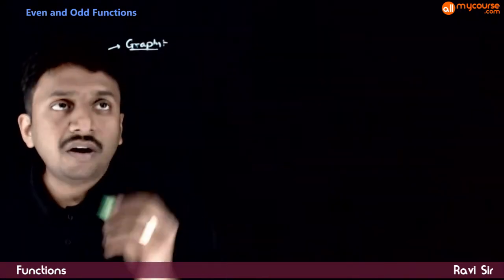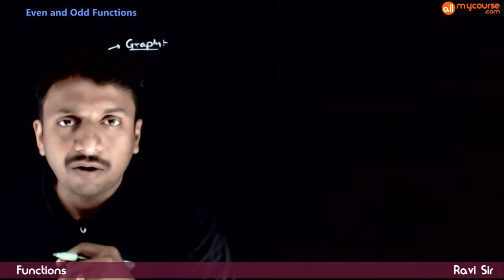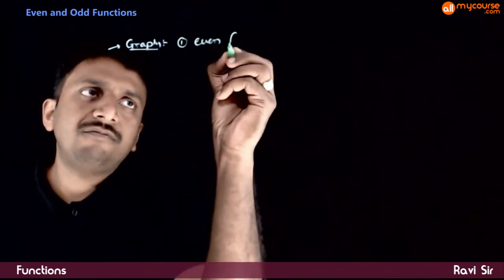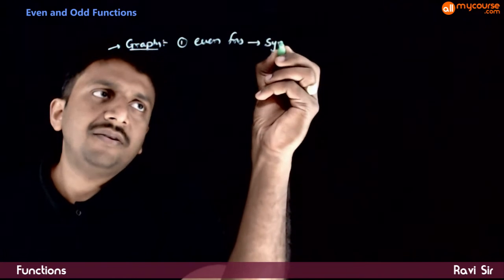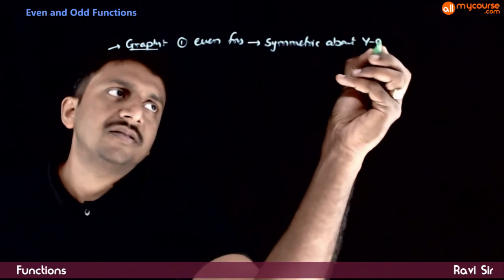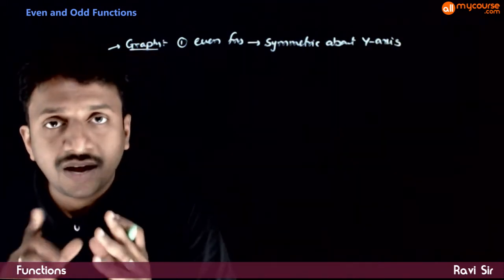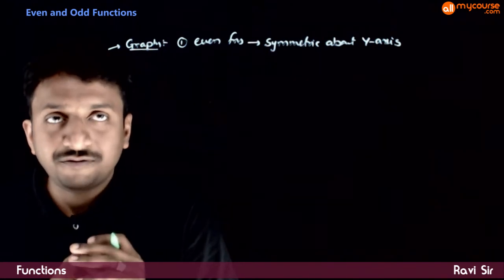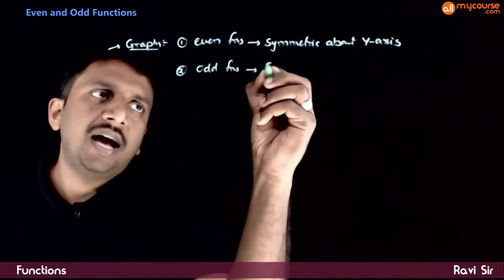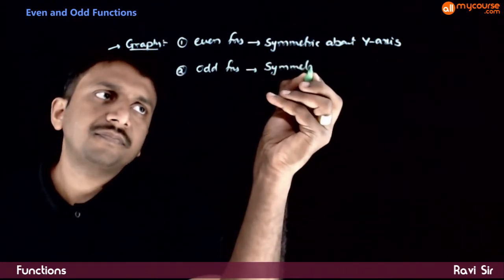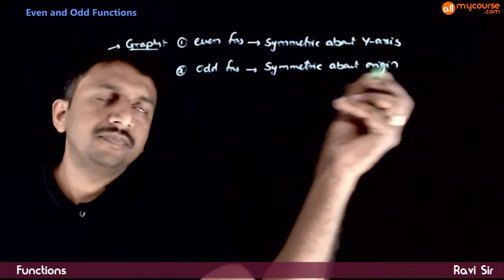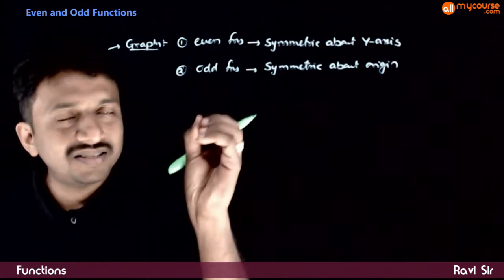If you look in terms of graphs of even functions and odd functions, the statements are: the graphs of even functions are symmetric about y-axis. So if the graph of a function is symmetric about y-axis, it is an even function. And the graphs of odd functions are symmetric about origin. So let us see what these statements mean.